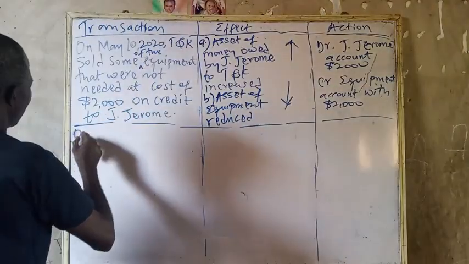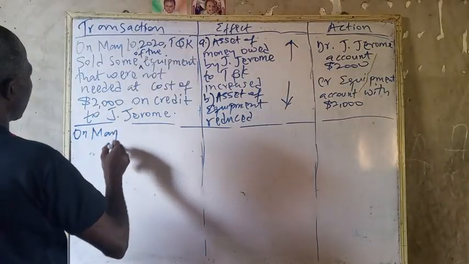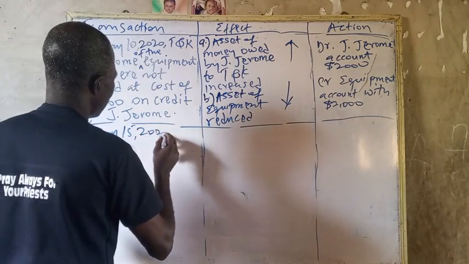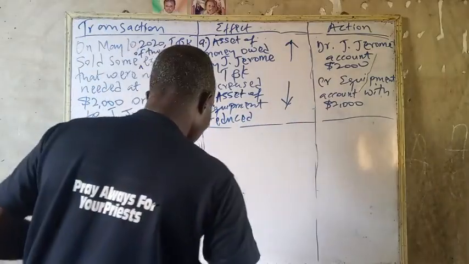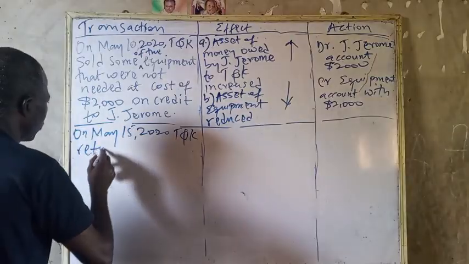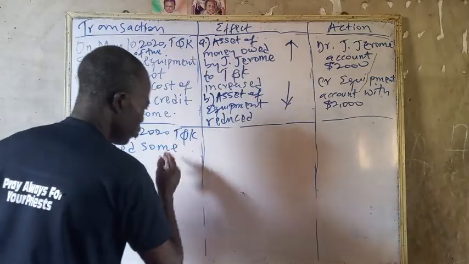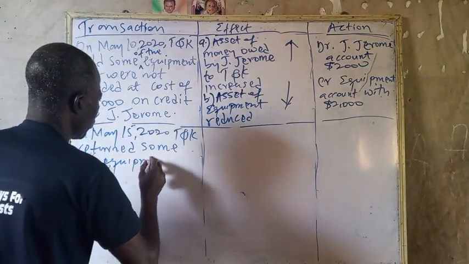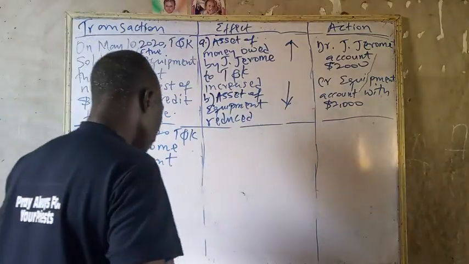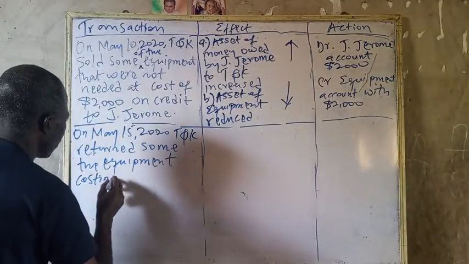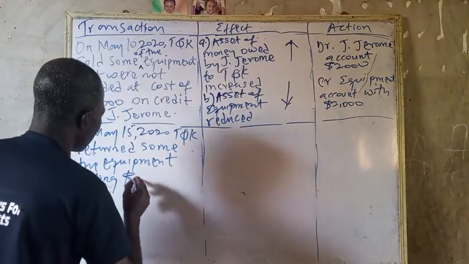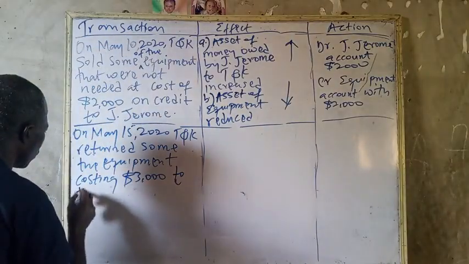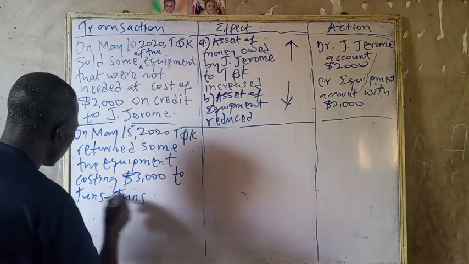T and K on May 15, 2020, T and K returned some of the equipment costing $3,000 to, you bought it from Toonstones, to Toonstones.